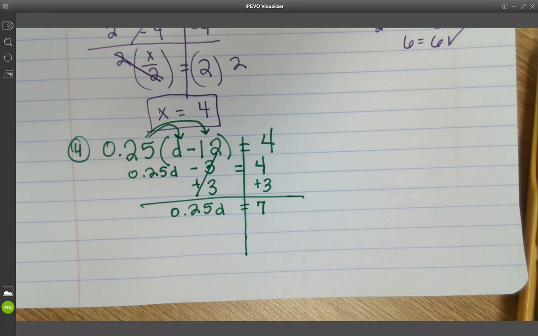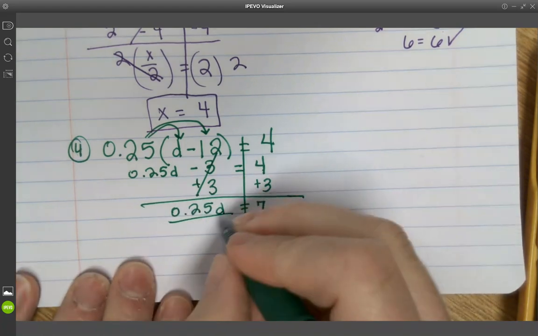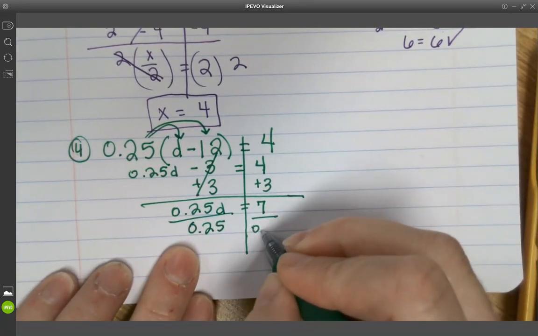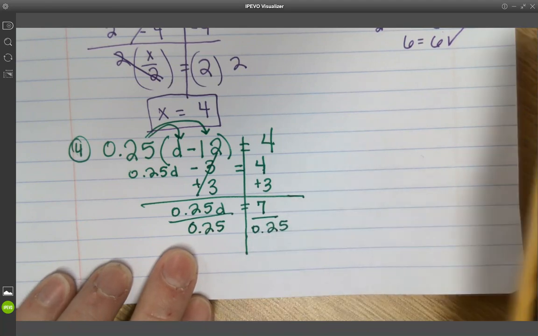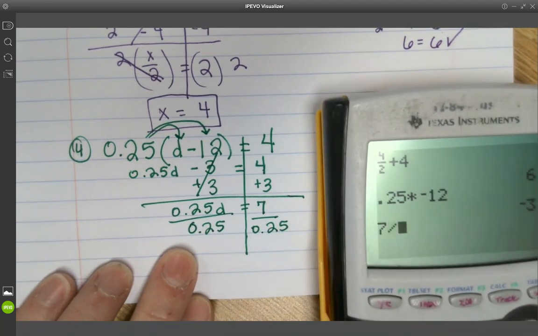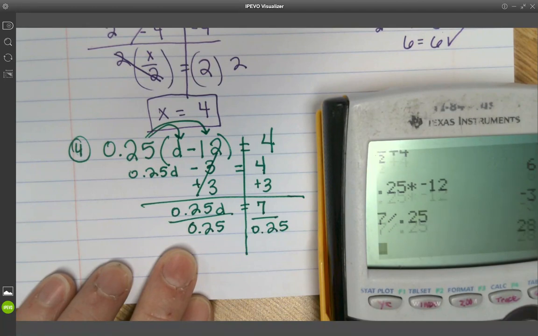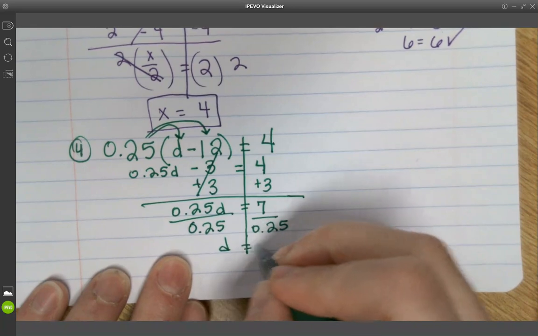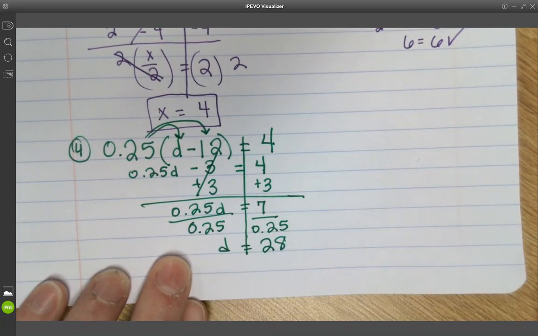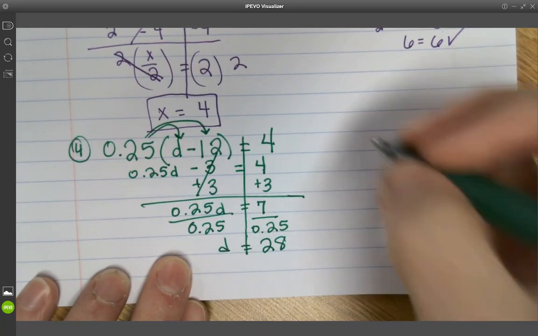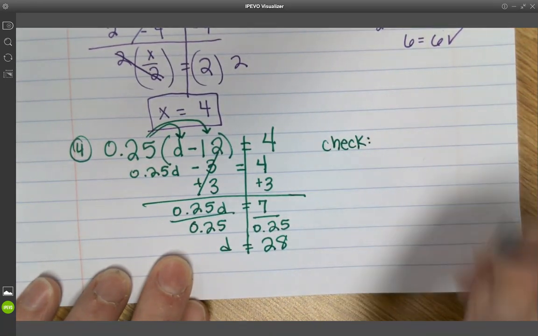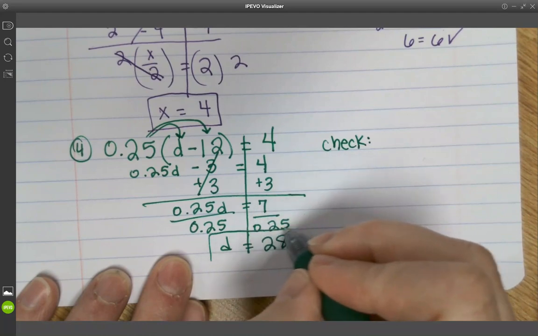And then what do I do? Divide by 0.25. And you can leave that 0 off if you want. So that means I need to do 7 divided by 0.25. So that's going to be 28. So d equals 28. Now we'll check. Oh, I forgot to put a box around my answer.